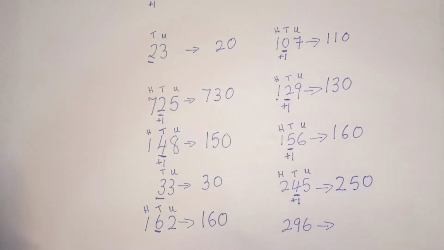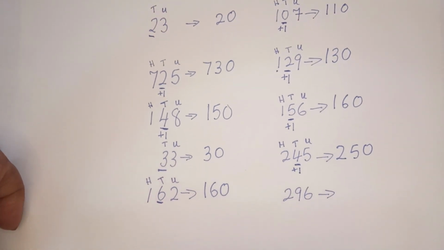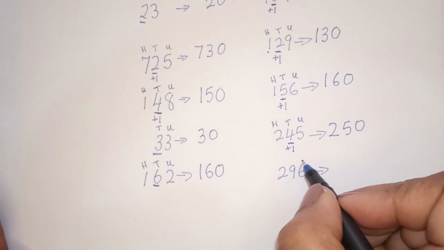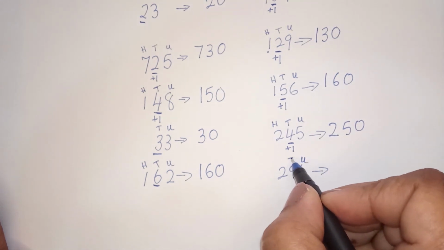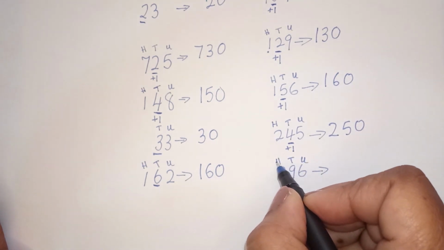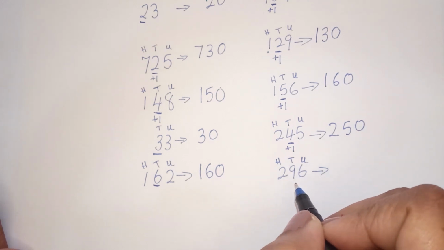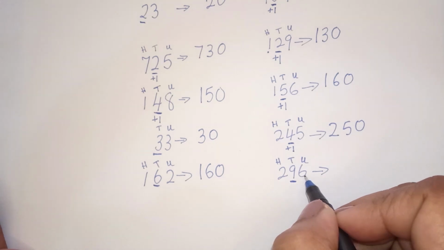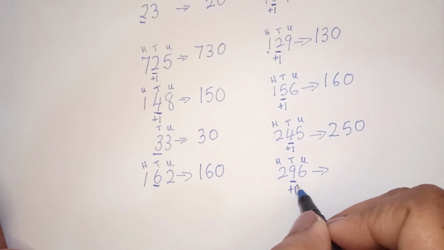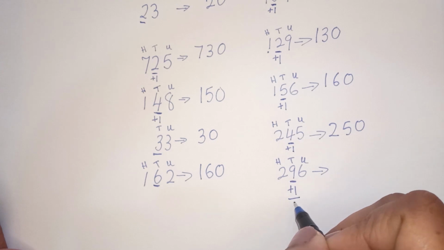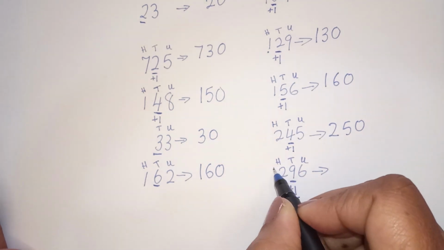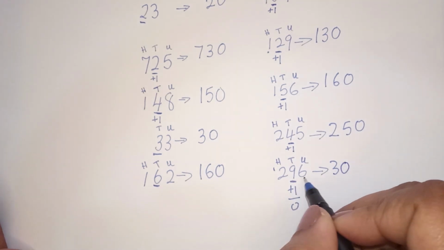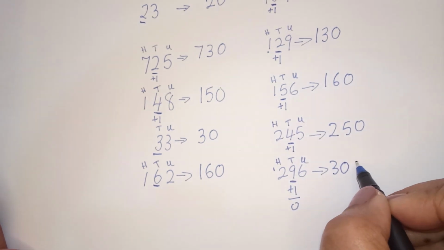Okay. The last one we have is 296. So 6 is units, 9 is tens, and 2 is hundreds. So we say here, spot out the tens first, which is 9. 6 can give 9 1. So 9 will become 10. We write here 0, and 1 will go to 2. So 2 will become 3, and 9 here will become 0, and 6 also becomes 0.